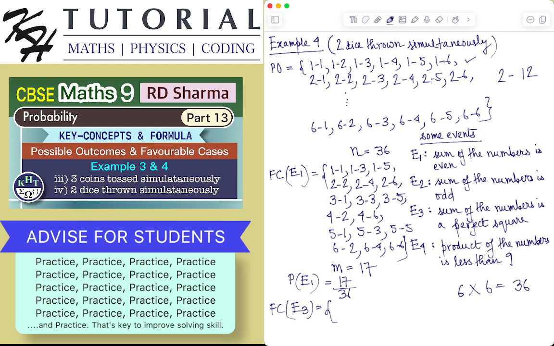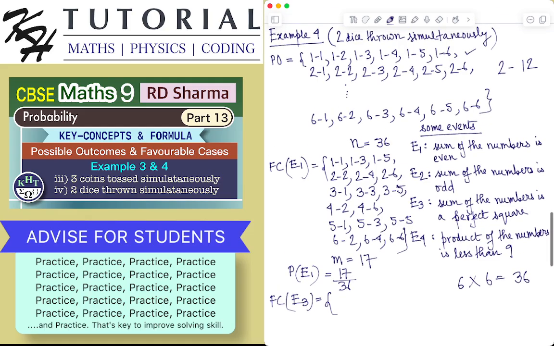Now we have to be careful. What are the possible outcomes where the sum of the numbers showing up on the two die will be a perfect square? The sum will range from 2 to 12, and the integers which are perfect squares between 2 and 12 are 4 and 9. So these are the two.